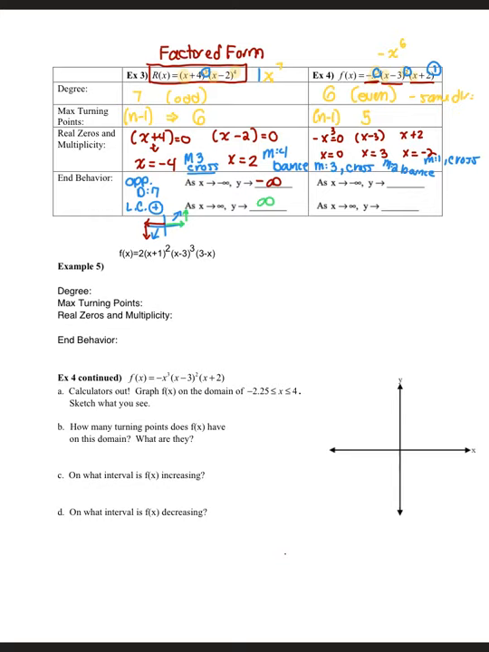Now, back to the end behavior. Since we had already determined that this was an even degree, we know that this graph is pointing in the same direction. Since the leading coefficient, though, was negative, look back at that negative x to the 6th, that means that this graph has end behavior pointing in the downward direction. So, as our x values approach negative infinity, our y values will also approach negative infinity. As our x values approach positive infinity, our y values will also approach negative infinity again.